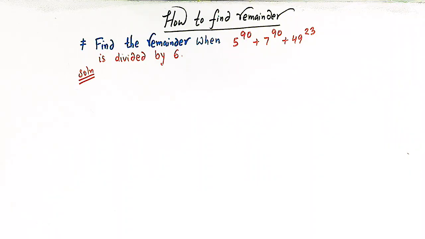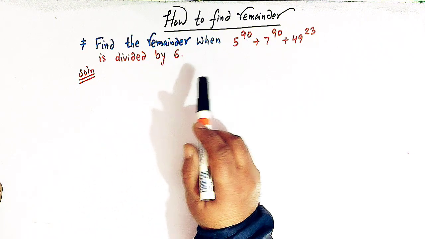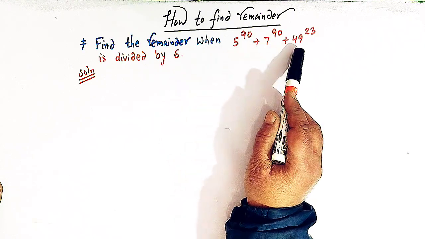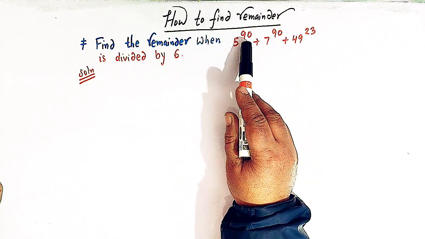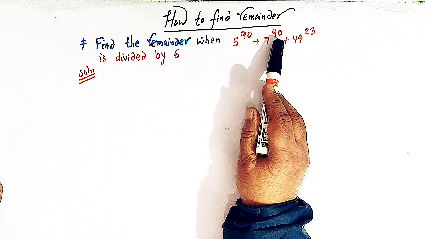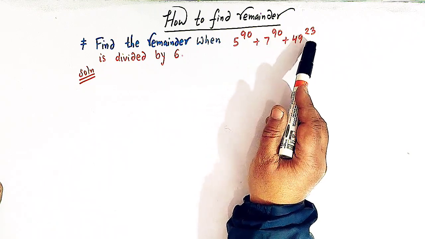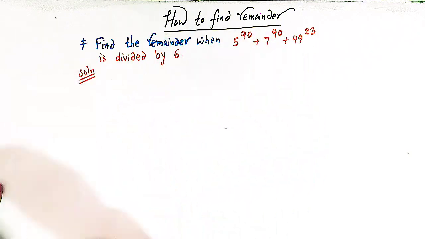Hello, viewers. In today's session, we are going to discuss a very interesting problem. Here we have to find the remainder when this number, that is 5 raised to 90 plus 7 raised to 90 plus 49 raised to 23, is divided by 6.